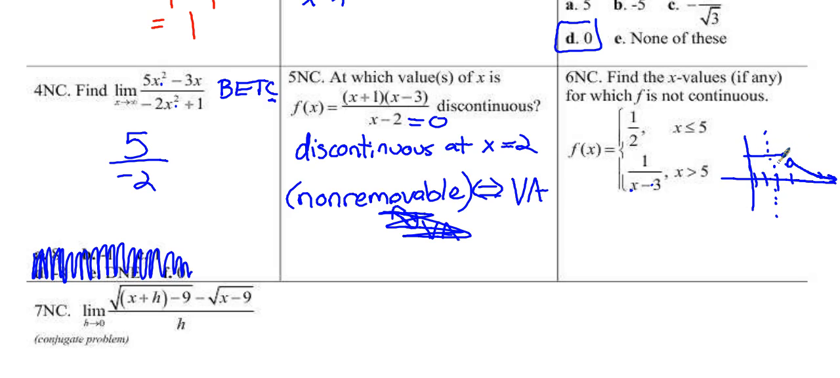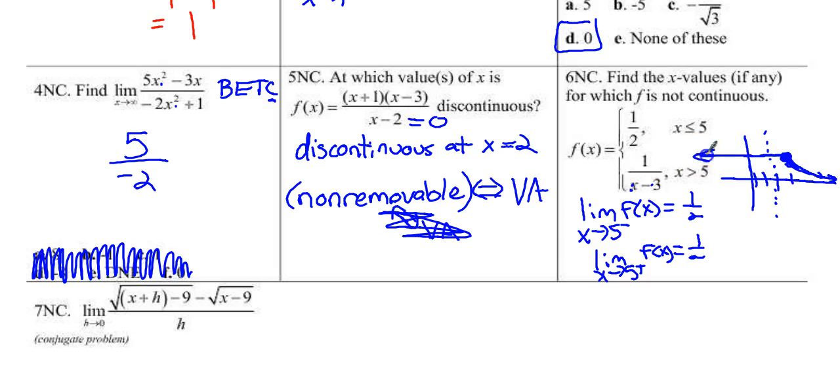Well, let's find out. Let's find the limit. I know the limit as x approaches 5 from the left of our function is just 1/2. The limit as x approaches 5 from the right of our function is plugging in 5 into here, 1 over 5 minus 3. Oh, it is 1/2. So those two functions actually line up at the same point. So we have this kind of a graph. It is continuous everywhere.